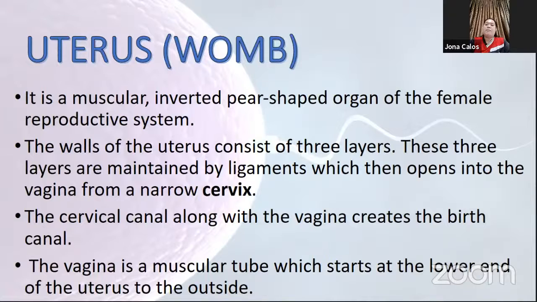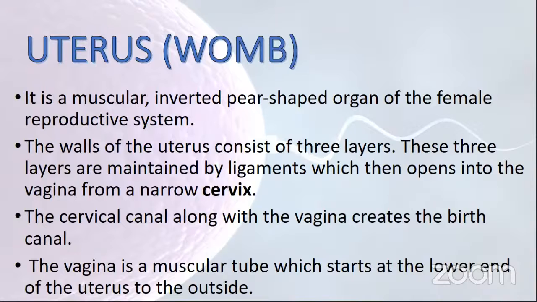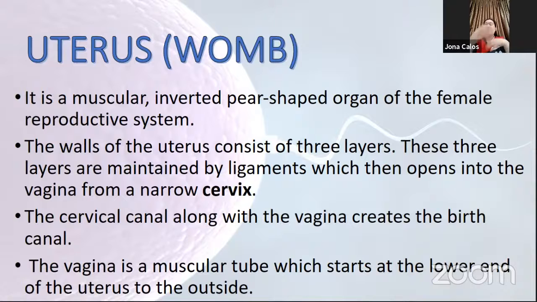Pear-shaped organ of the female reproductive system consists of 3 layers. This one is thick and has to menstruate every month, and the third layer would be the outer part of that uterus, which is the cervix.